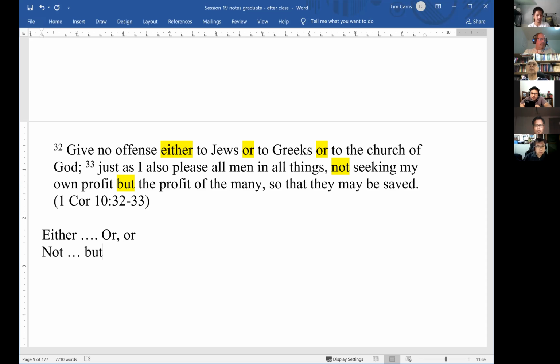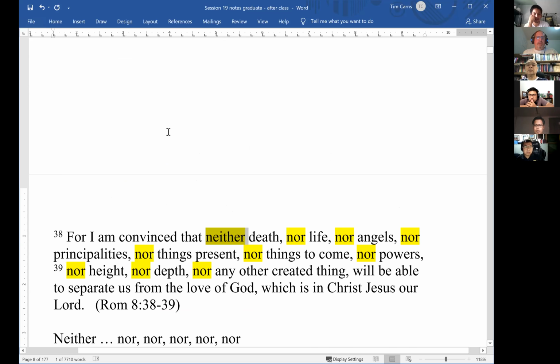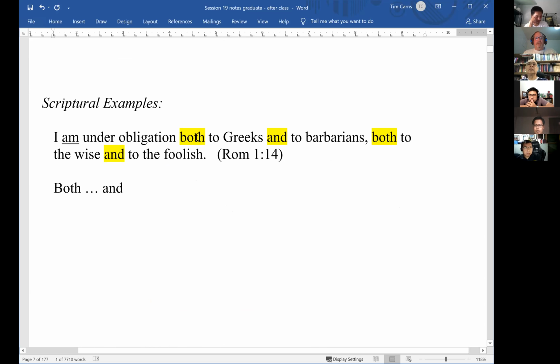Now, there are several other examples. These are just a few that I picked out. Now, what's interesting here is that with these conjunctions, these correlative conjunctions, you really don't need the first word. Okay? If you look at these, for example, I am under obligation. Paul really didn't need to say both here. He could have just said, I'm under obligation to Jews and Greeks and to barbarians, to the wise and to the foolish, right? He really doesn't need the word both in order to communicate.